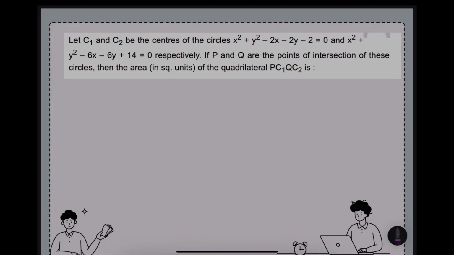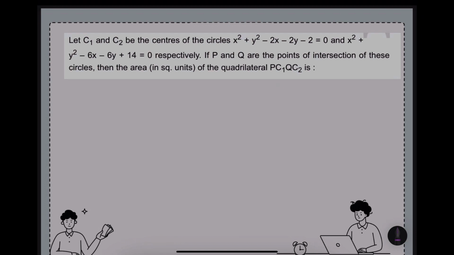So we got one more illustration. Let C1 and C2 be the centers of the circles. So you got two circles C1 and C2, their points of intersection are P and Q, and we need the area of the quadrilateral P C1 Q C2.